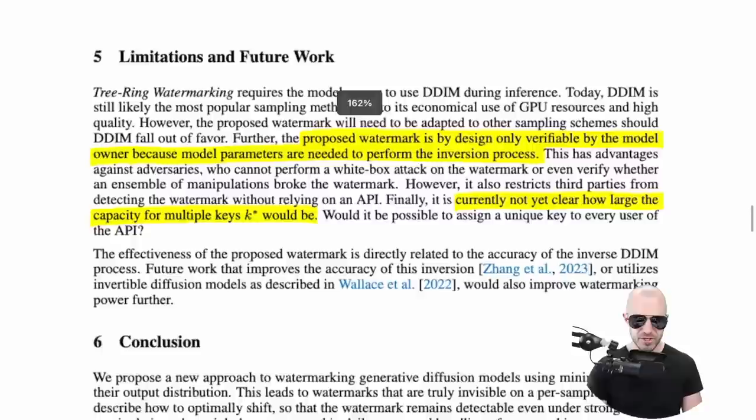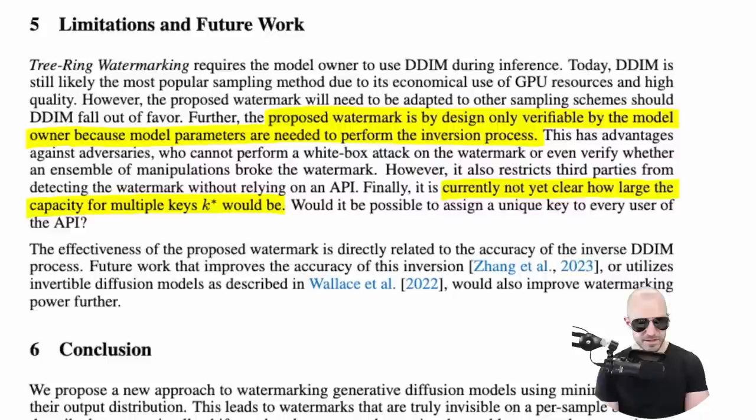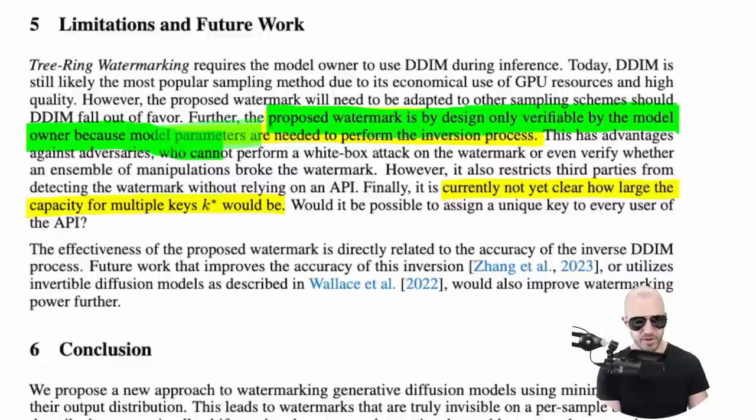They finally discuss the limitations. They say the proposed watermark is by design only verifiable by the model owner because the model parameters are needed to perform the inversion process. So it is not like a public key cryptography signature, where anyone can verify that, like, I wrote the message, but only I can verify that a given image was produced from my model. Maybe there is in the future a way that expands on this method that actually achieves this.